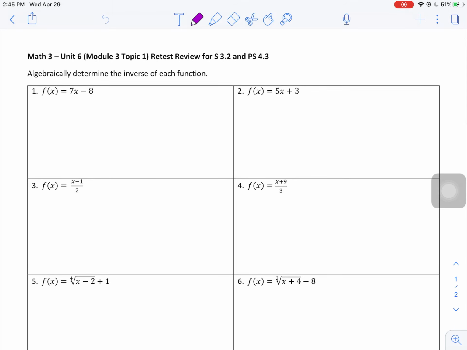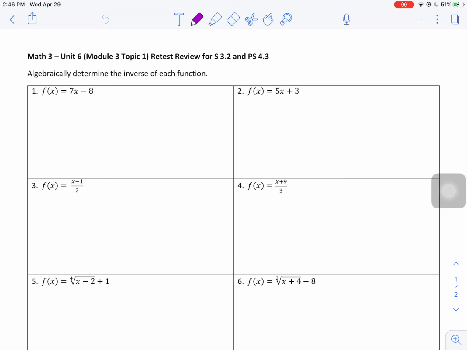Math 3, Unit 6, Module 3, Topic 1, Retest Review for Standard 3.2 and Power Standard 4.3. The goal of this worksheet is to get you ready to do a really short version of a retest for Unit 6. There were two questions on the original summative that were both what this worksheet is all about, where they give you a function and then you have to find the inverse of the function.